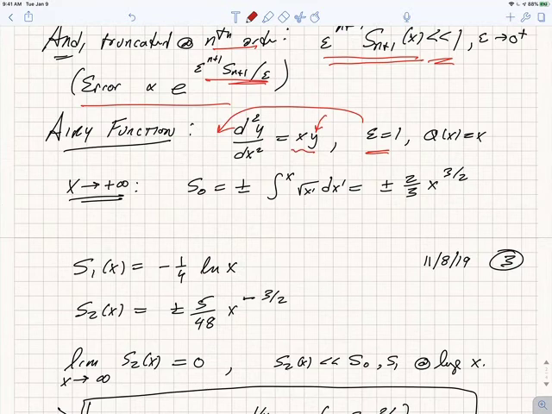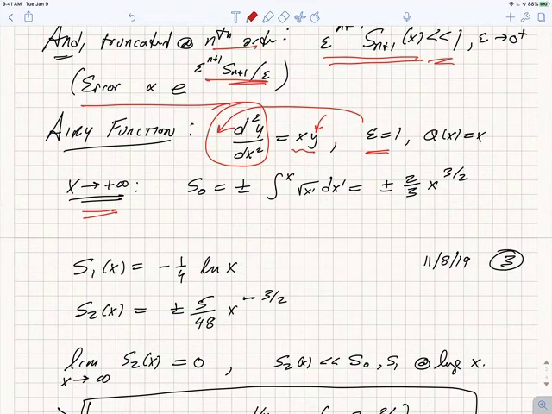And as x gets large, the effect of the second order derivative is going to get smaller and smaller. So even though there's no epsilon here, and epsilon is 1, in the limit x goes to infinity, we expect that we should be able to derive an asymptotic expansion for the solution of this equation. This is the Airy function that I discussed in class earlier.